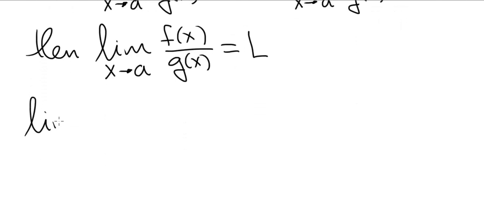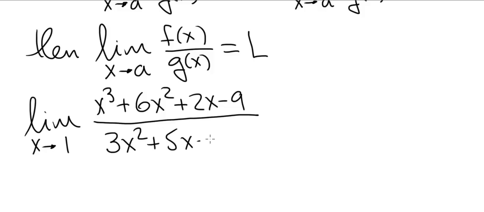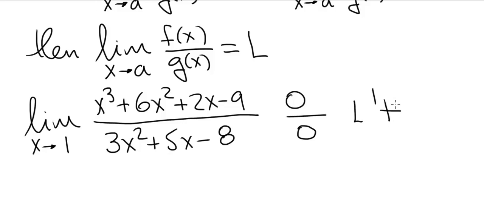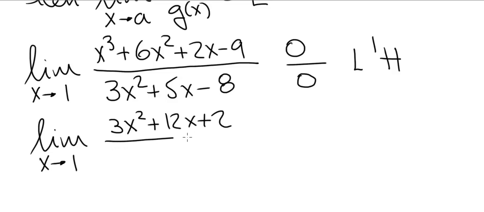So we're trying to evaluate the limit as x approaches 1 of (x cubed plus 6x squared plus 2x minus 9) divided by (3x squared plus 5x minus 8). We saw that we got the indeterminate form 0 over 0. Whenever we get that, we can apply L'Hopital's rule. So by L'Hopital's rule, we're going to take the limit as x approaches 1 of the derivative of the numerator, that is 3x squared plus 12x plus 2, divided by the derivative of the denominator, which is 6x plus 5.